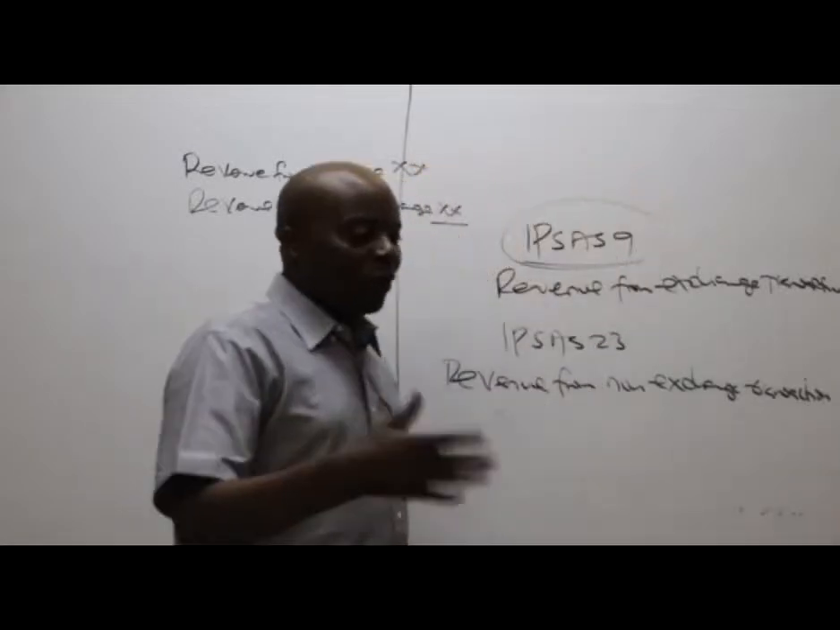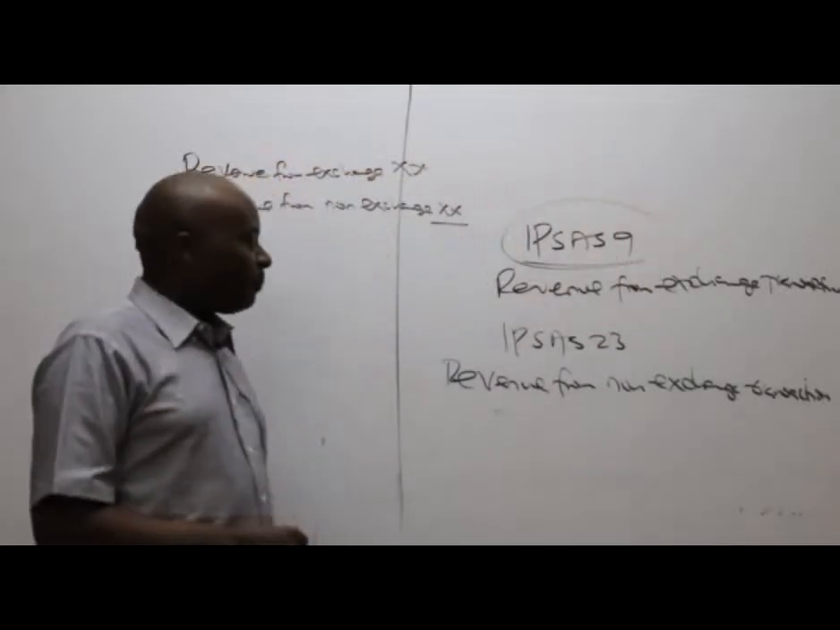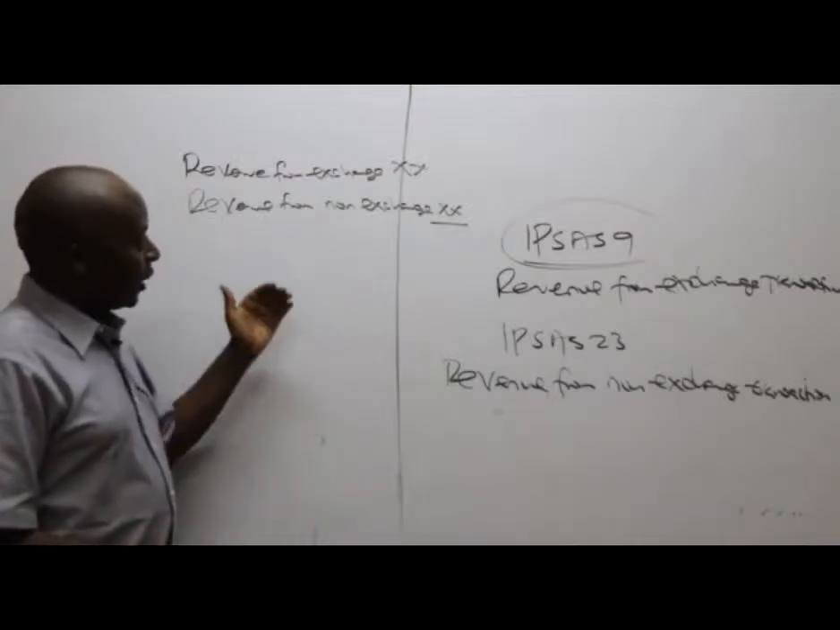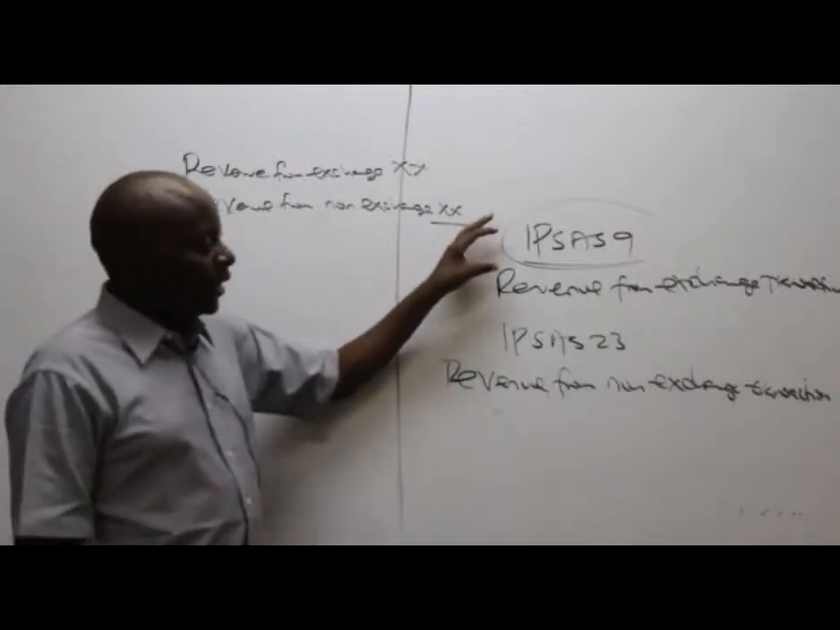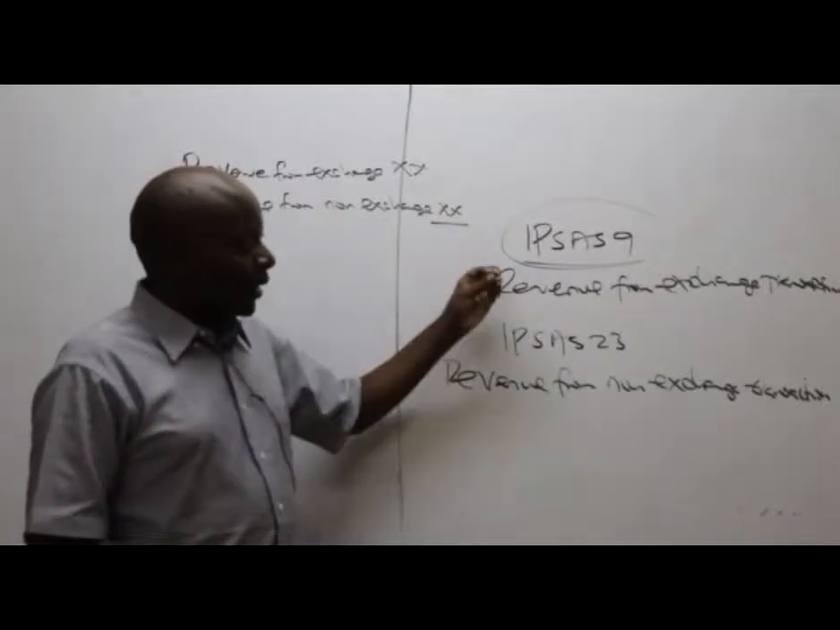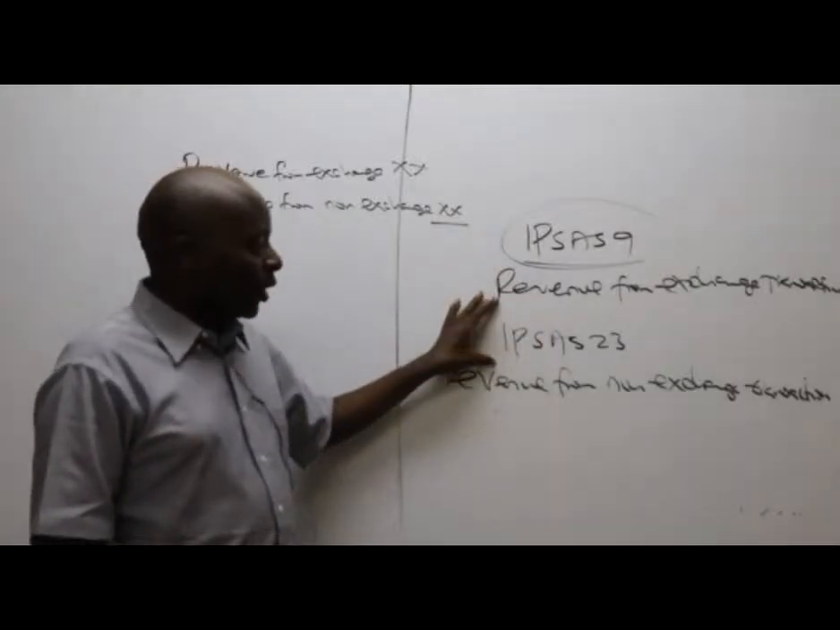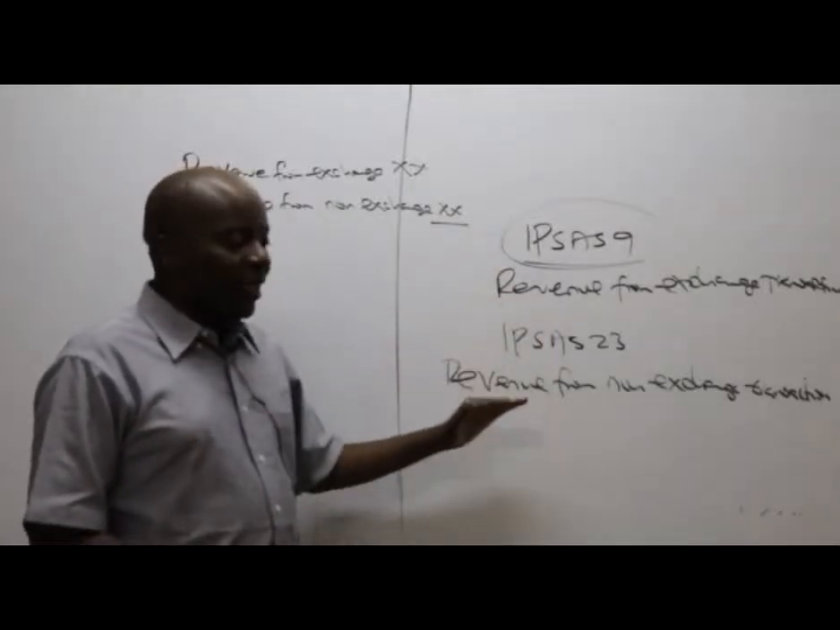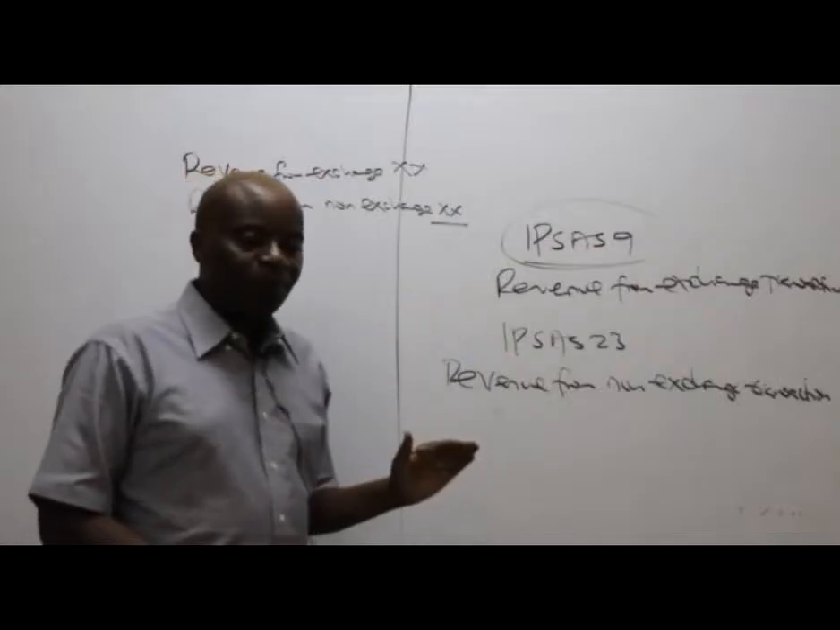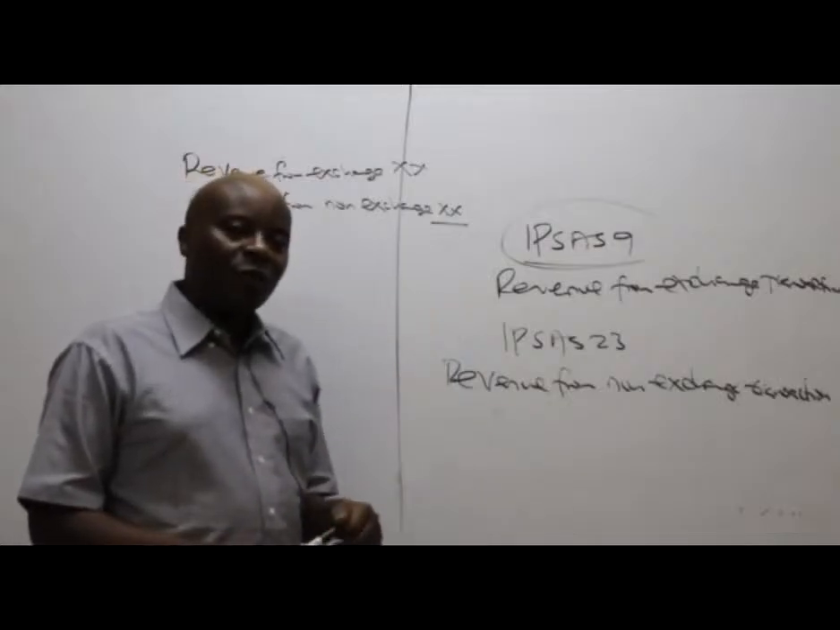So it's quite an overview, a small overview about what was tested last semester. And I was explaining something very important here regarding IPSAS 9, which is revenue from exchange transactions, and IPSAS 23, which is revenue from non-exchange transactions. Now listen to me very well.